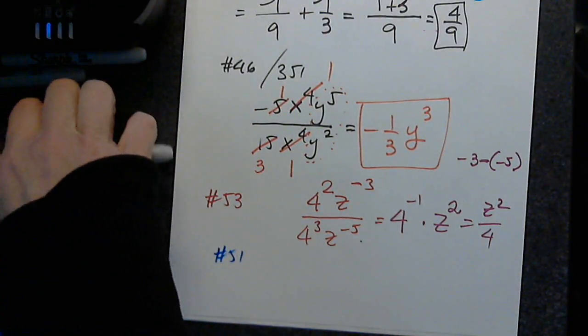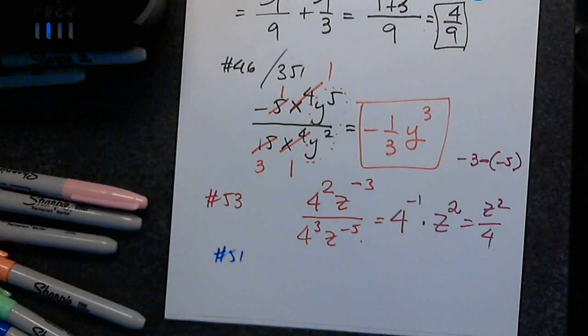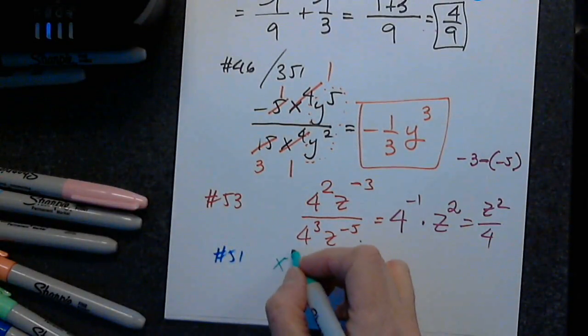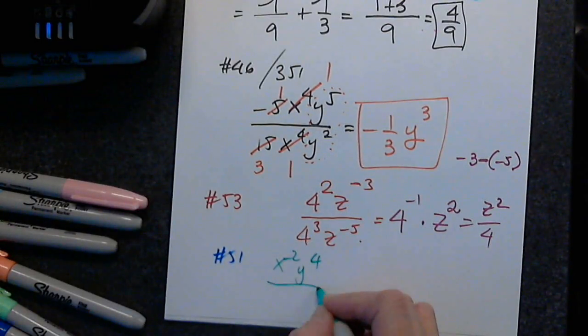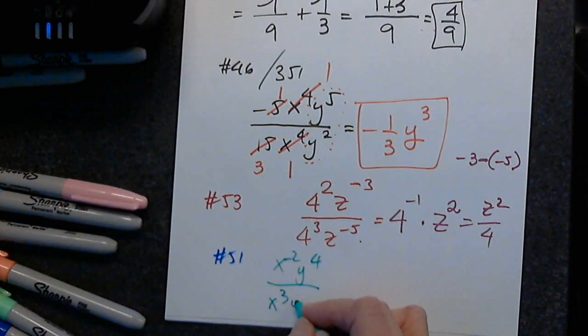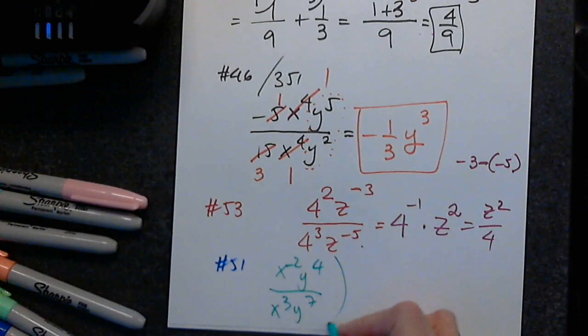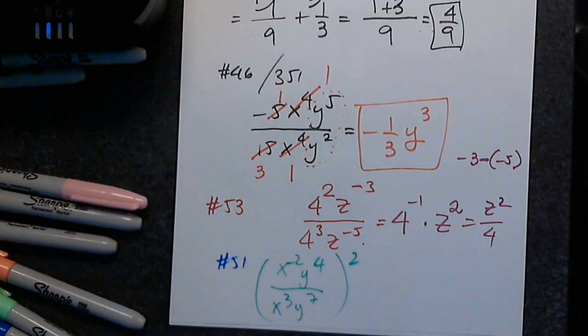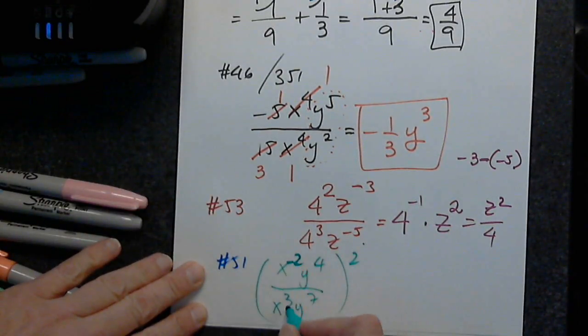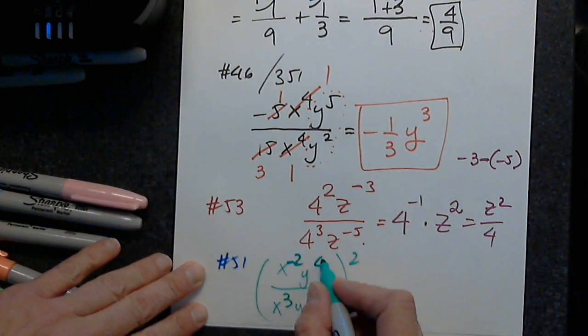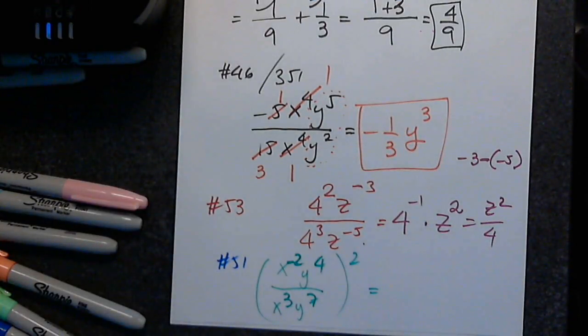Yes. So 51. X to negative 2 and y to the 4th divided by x to the 3rd, y to the 7th, and everything squared. I don't think you can read it. I'm sorry, it's negative 2 here. Okay, so x to negative 2, y to the 4th, over x cubed, y to the 7th, and everything squared.